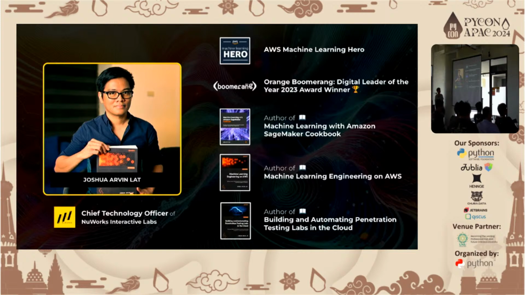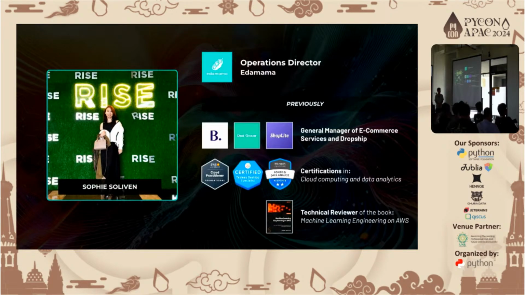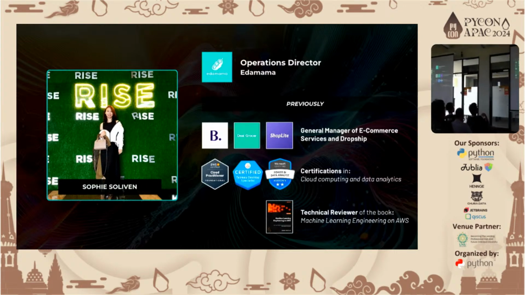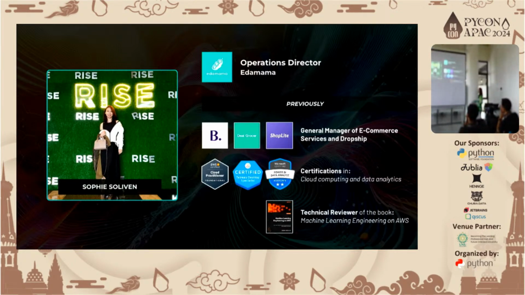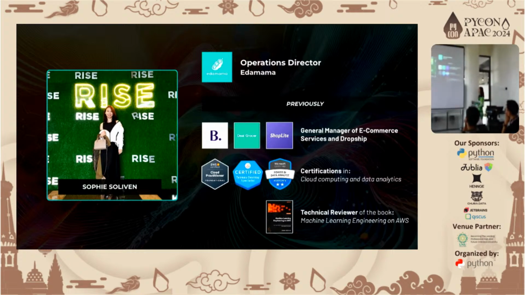All right. So hi again, I'm Sophie Sullivan, and I'm the Operations Director at Edamama. Previously, I was part of a startup incubator. I was a general manager of e-commerce services and dropship there. I also have a couple of certifications in cloud computing and data analytics. And lastly, I was a technical reviewer of a book called Machine Learning Engineering on AWS.